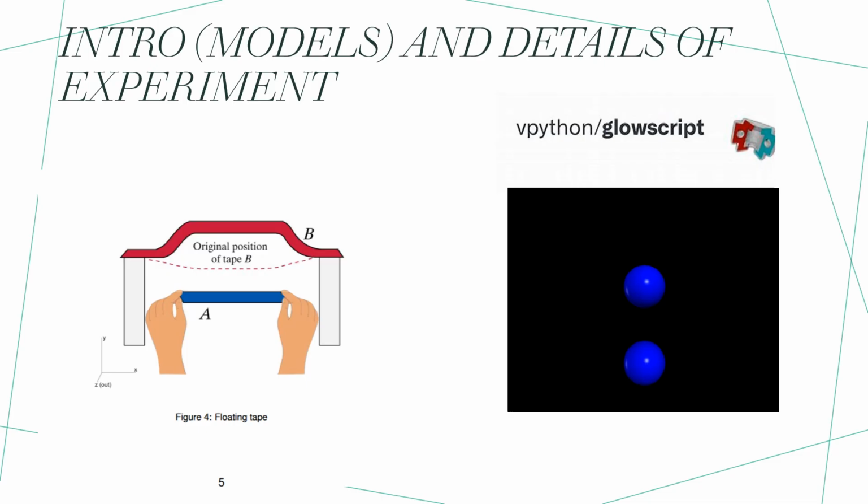On the left is what was happening in person. I got two pieces of tape that were about 8 inches long and used one piece of tape to make the other tape float above it. And then I modeled it with GlowScript using the coding language Python, and that is seen on the right with the two point particles.